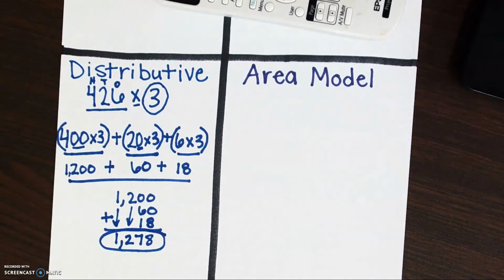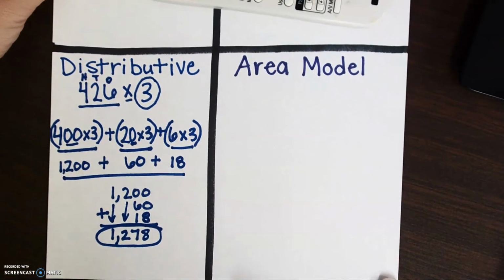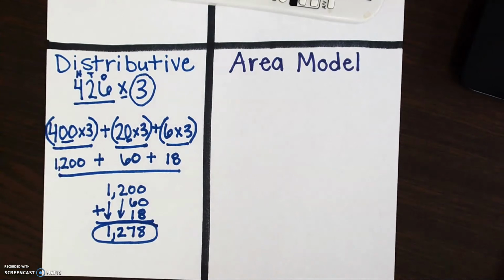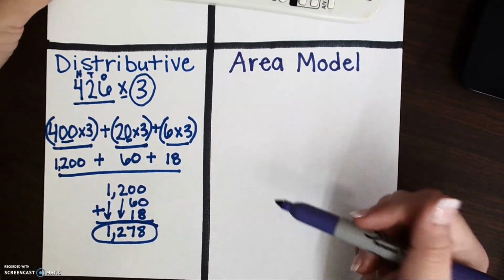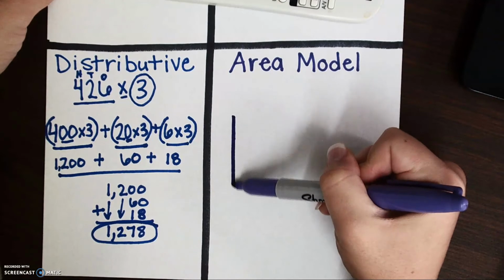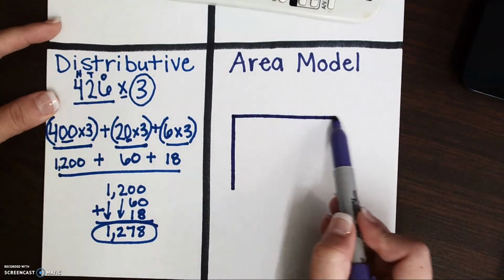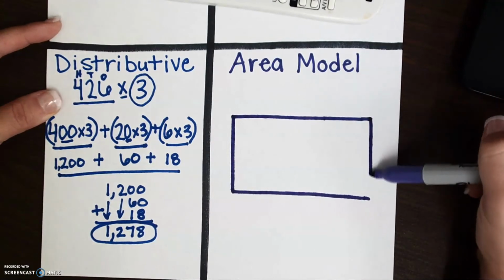All right. Now that we've done the traditional model and the distributive model, let's look at area model. Area model is when area means to multiply length times width. And we told you in class, anytime you do the area model, the first thing you need to do is draw your rectangle box. That's what I'm going to do.